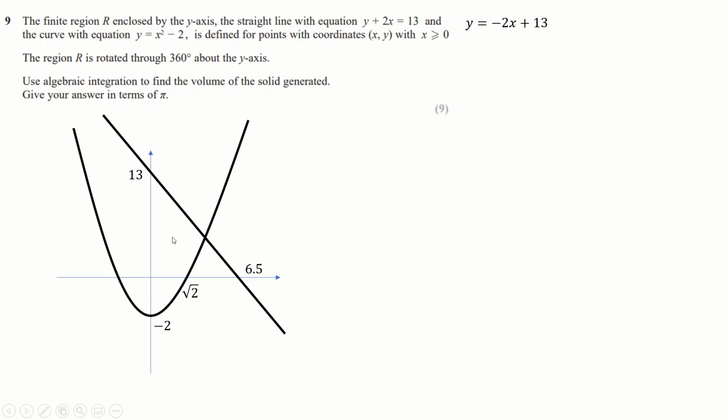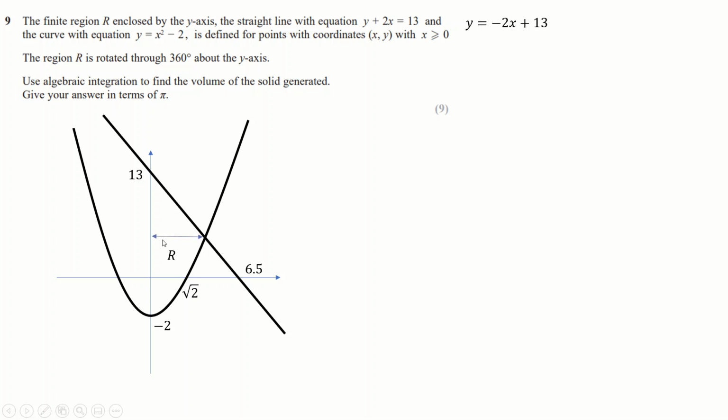So the region R is actually this region here, and it's all of this. It goes below the x-axis because the x-axis isn't part of it. It's all of this region here. And they're asking us not to find that area, but to rotate that region around the y-axis and then find the volume. So what I'm going to do is split the region into two.